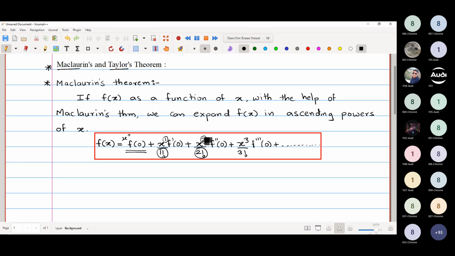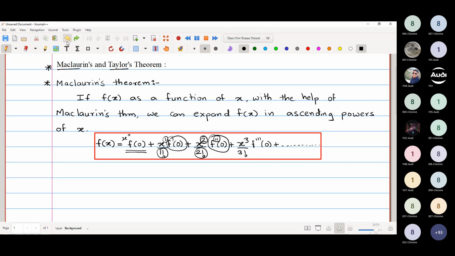And one more thing, whatever is the power of x, the same number of derivative we are going to take. So see, dash represents the derivative. Remember, dash represents the derivative. This means the first derivative of f. This means the second derivative. This means the third derivative, and so on, right?